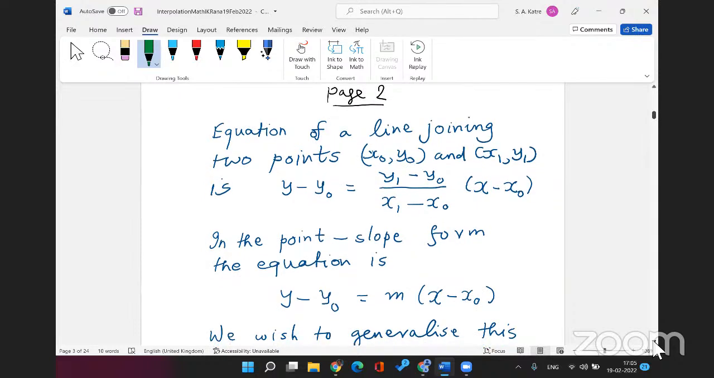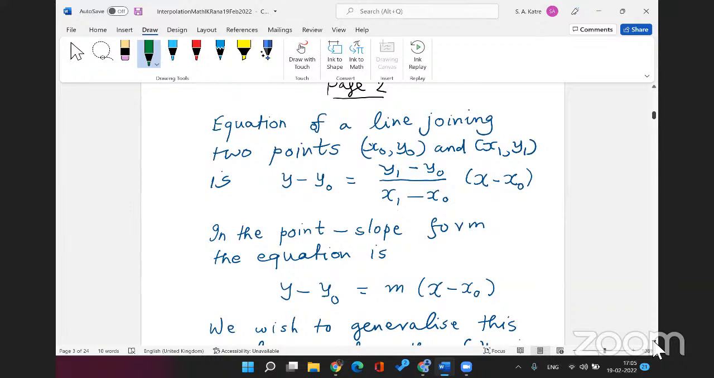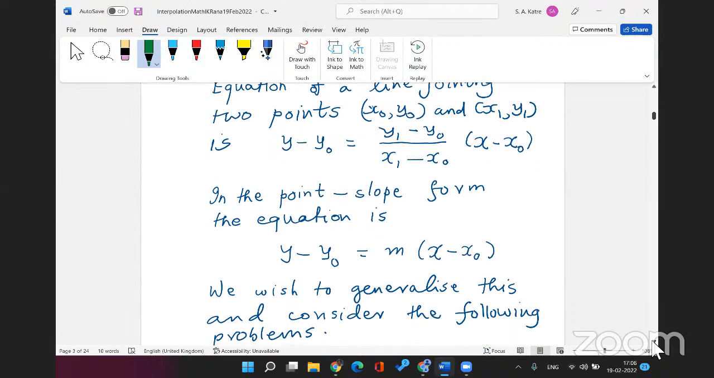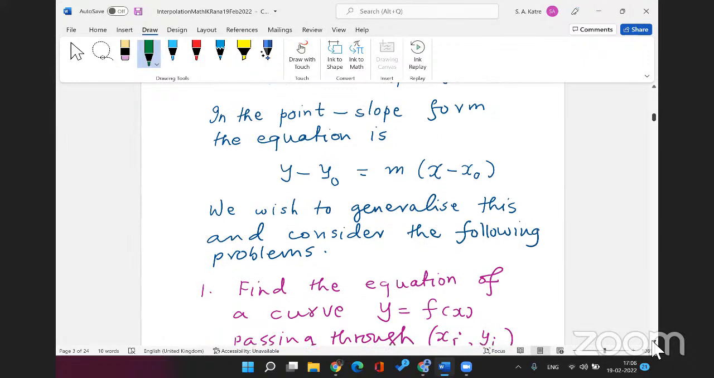So usually in our high school studies, we study equation of a straight line, and there are different forms of this equation of the straight line. So one is point slope form, another is two-point form. Two-point form is y minus y naught equal to y1 minus y naught upon x1 minus x naught into x minus x naught. And point slope form is y minus y naught equal to slope into x minus x naught. So these two different ways of getting equation of a straight line, we want to generalize. And we consider the following problems.